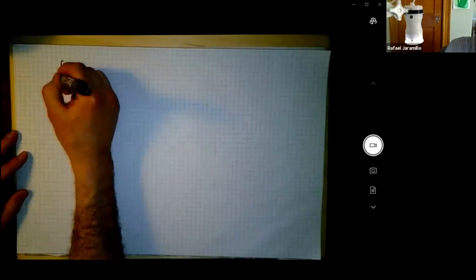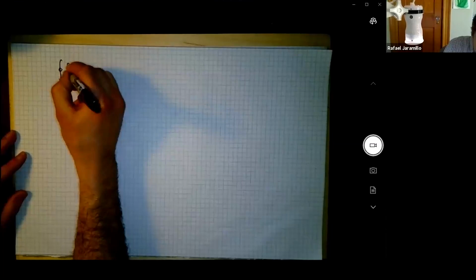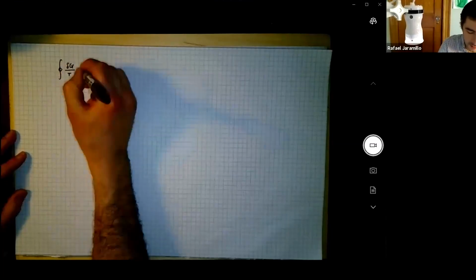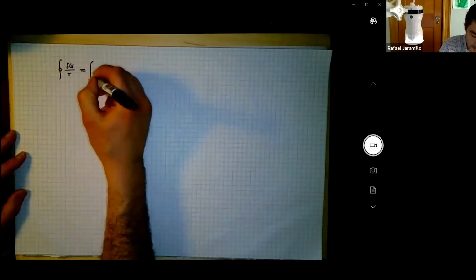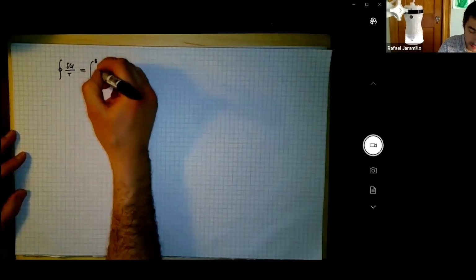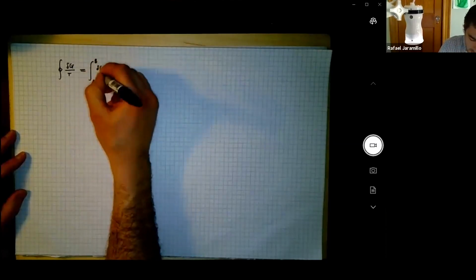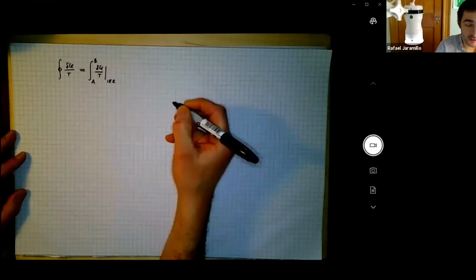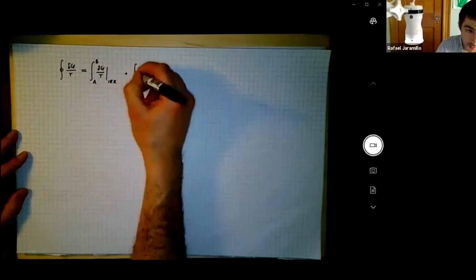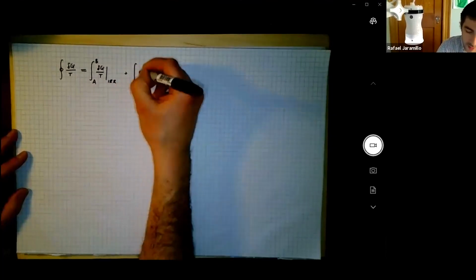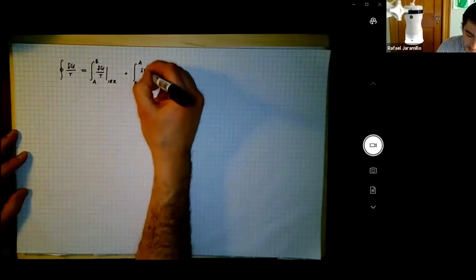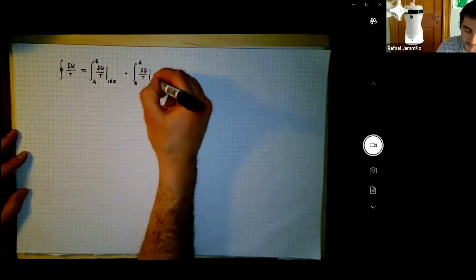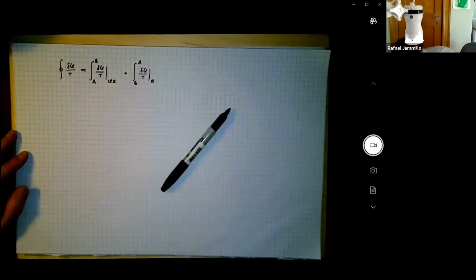So now let's go back to Clausius. Let's calculate the integral of dq over T. This equals the integral from A to B of dq over T along the irreversible process, plus the integral from B to A of dq over T along the reversible process. Now, why did I do it that way?